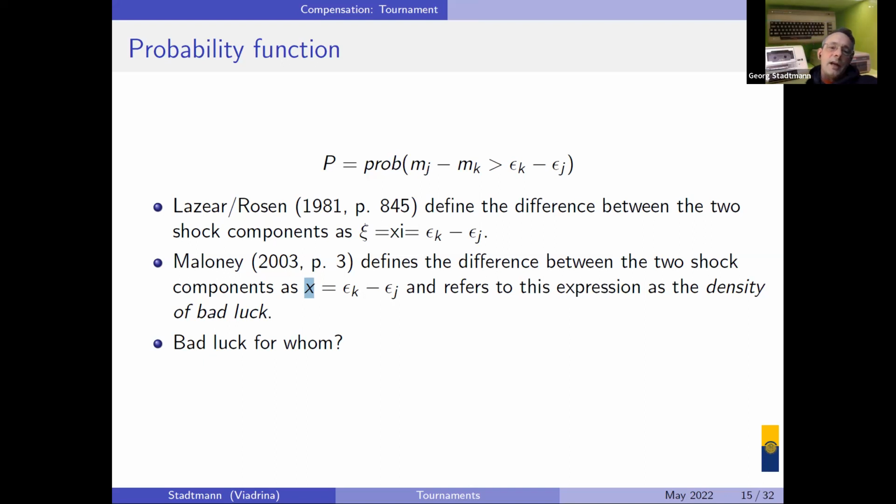And of course, I would like to know, bad luck for whom? It is the bad luck for player J. Because when there is a high epsilon K, the output of agent K will be relatively high. And this will influence the likelihood for player K to win the competition, and hence, a high epsilon K will be bad luck for player J.